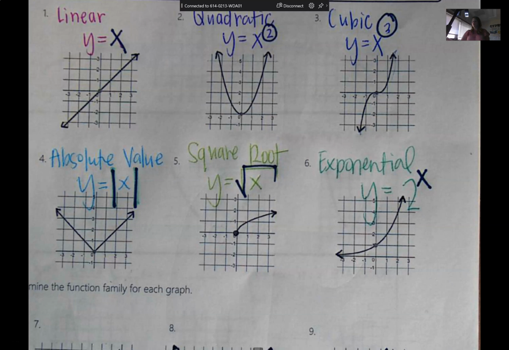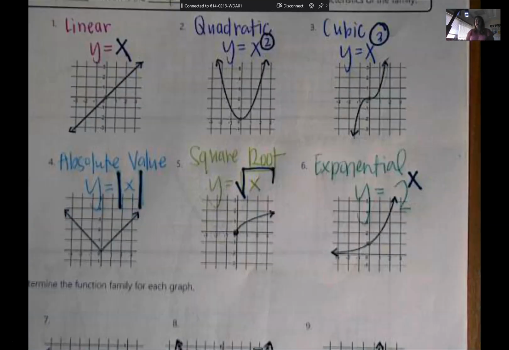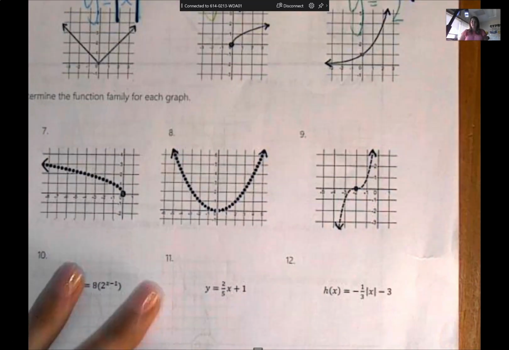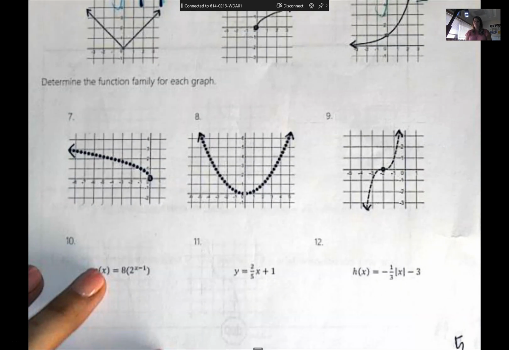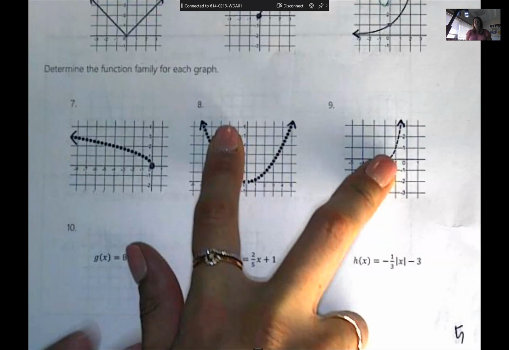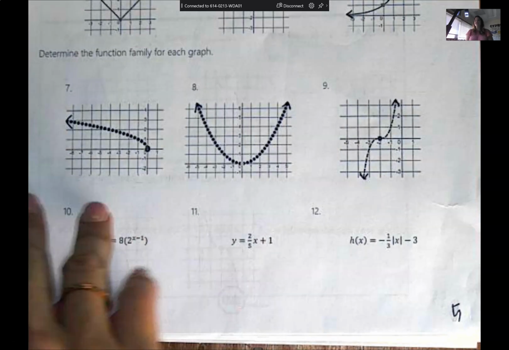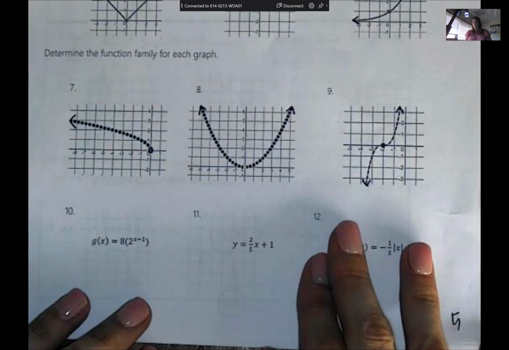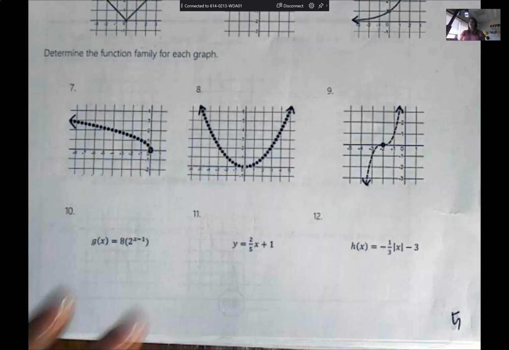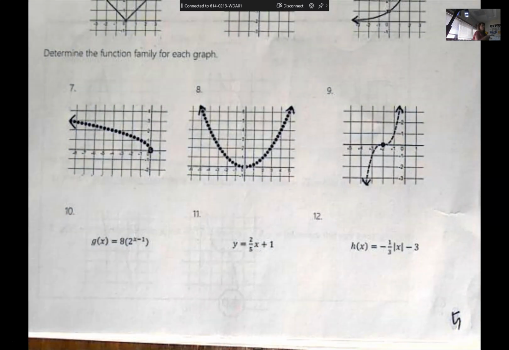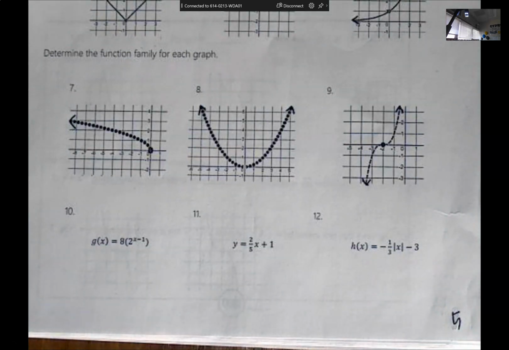So before we go to our whiteboards, you have 6 problems down here. 3 of them are graphs, 3 of them are equations. You write the name for these families. So you actually write out linear. You write out quadratic. You have roughly a minute, or about as long as it takes me to walk through and see that you're actually writing things down.